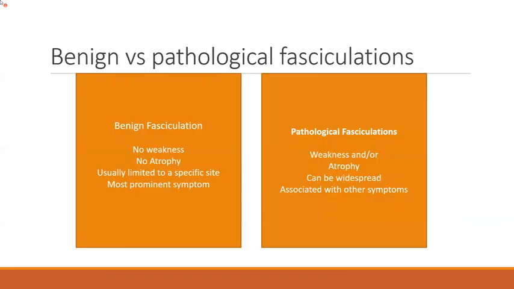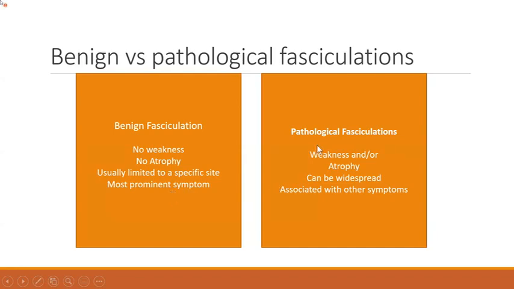What we have to differentiate is that sometimes a patient comes to us with benign fasciculations. He has observed fasciculation and he is worried. Benign fasciculations are associated with no atrophy, no weakness, and they are usually limited to a specific site. Suppose the eyelid, it will remain limited to the eyelids and will not generalize.